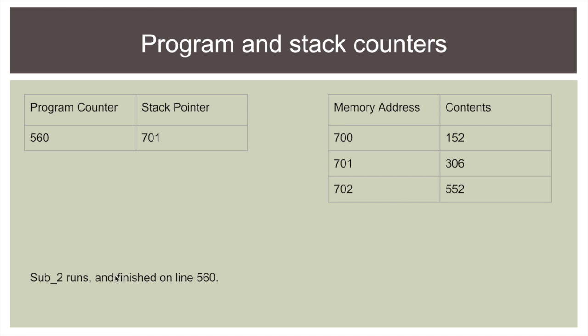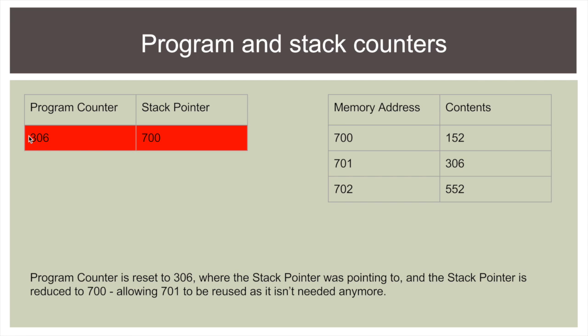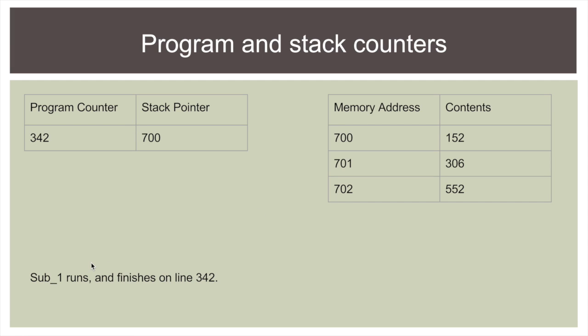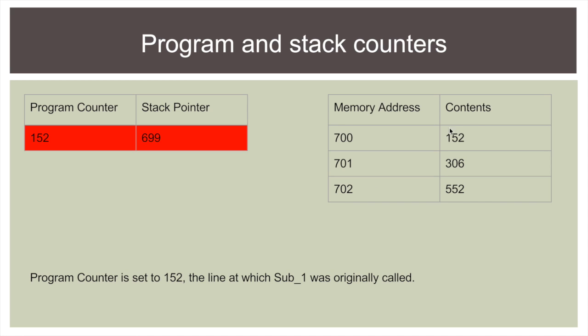Luckily for us, sub2 doesn't call another subprogram, and it finishes on line 560. And so on line 560, the program counter is changed to 306, which was the contents of stack pointer 701, and the stack pointer is reduced by 1 to become 700. Again, signifying to the computer that we can reuse this value should we need to. Sub1 also finishes on line 342, which means the original program counter when we started this subprogram stuff, 152, becomes the new program counter, and we can begin where we left off when we called the first subprogram.